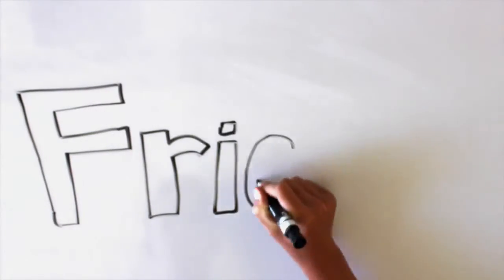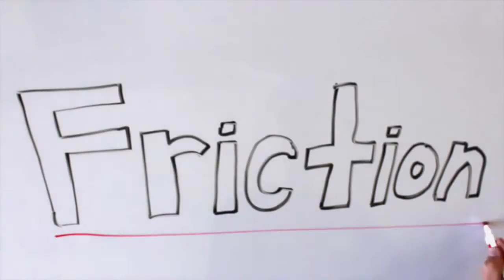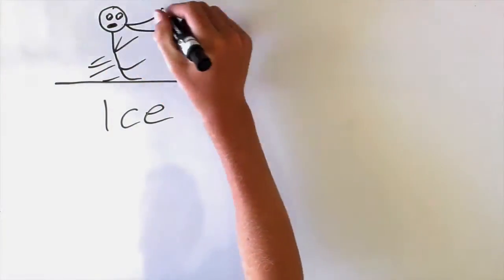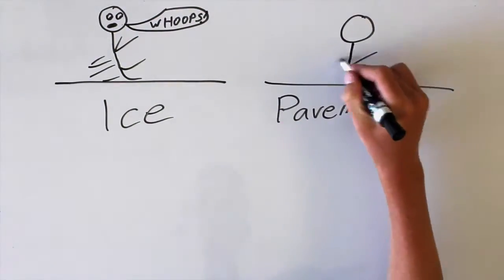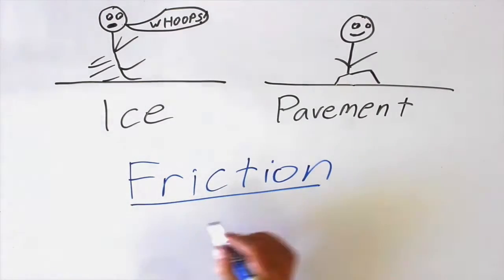In this video, we will be talking about friction. Have you ever walked on ice? It's really tough to keep yourself from sliding and losing control. But when you walk on pavement or dirt, it is much easier to control your movement. Do you know why? It has to do with friction.